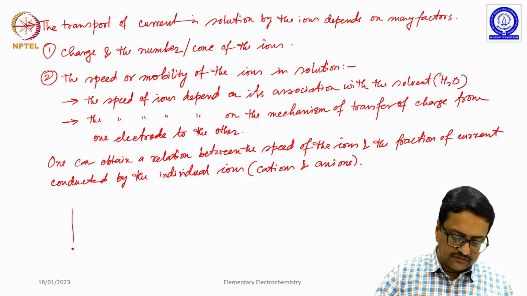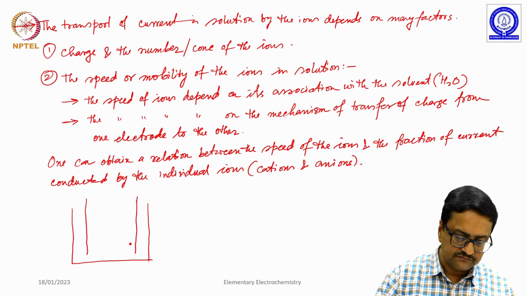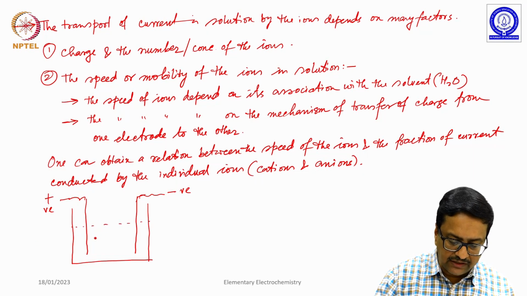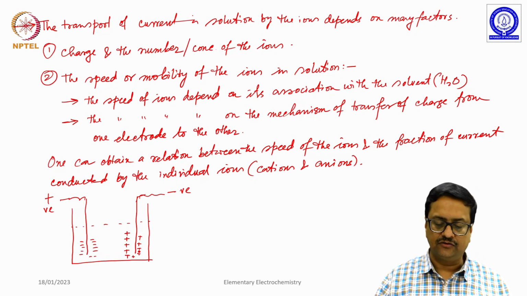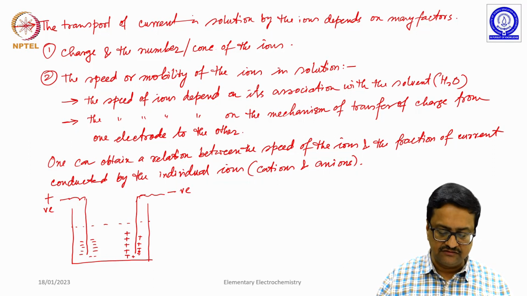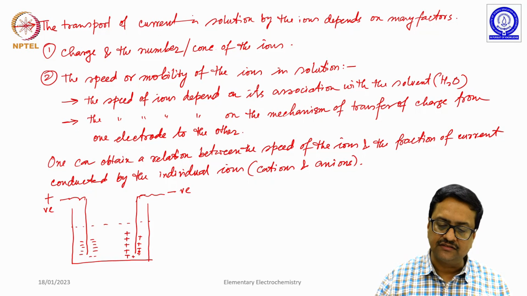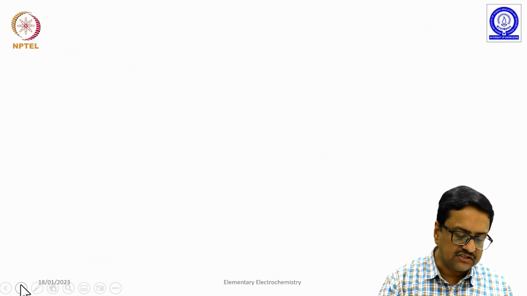So, assume that an electrolyte is taken in a vessel with two electrodes dipped in that, one positive and one negative electrode, and you have some electrolyte where you have both anions, which are attracted towards the positive electrode, and the cations, which are more attracted towards the negative electrode. In this condition, when electricity is passed, we can try to obtain a relationship between the speed of ions and the fraction of current conducted by the individual ions. To do that, we need to consider a few quantities.